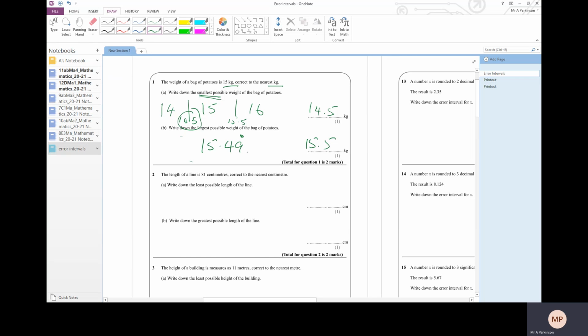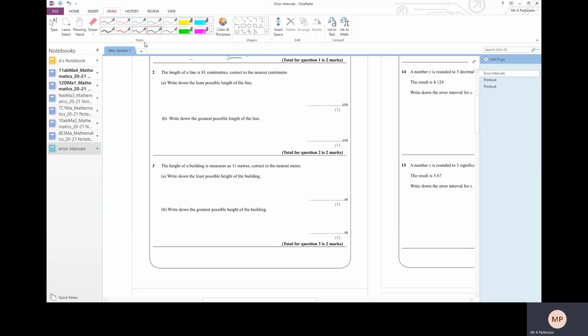I am not convinced, if you write this, you might not get the mark. I'm not sure. But what it's after is the interval values, so the upper and lower. And these carry on the same way.